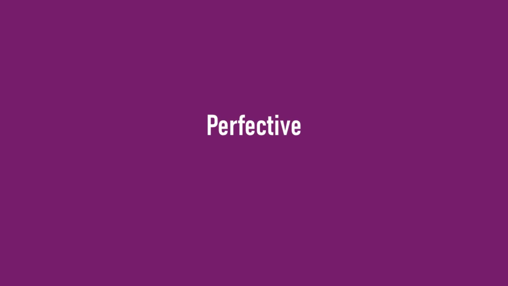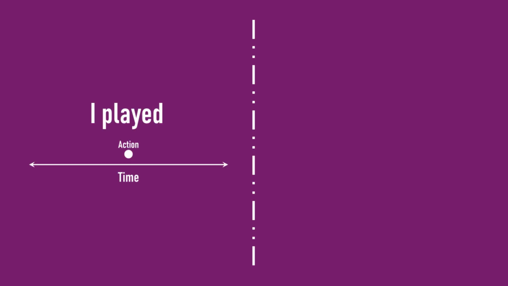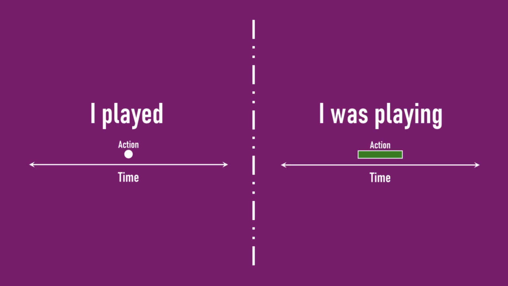Perfective sounds similar, but means something very different. When a verb is perfective, it describes the action as if it happened all in one, as a single point event rather than an ongoing process. In English, you can compare the perfective I played with imperfective I was playing. Only in the second sentence is the action viewed as an ongoing thing, rather than a moment.